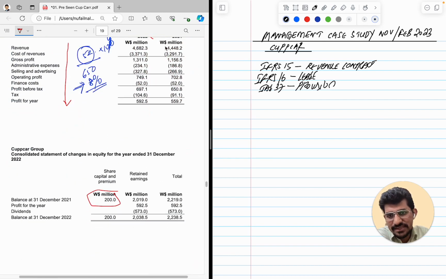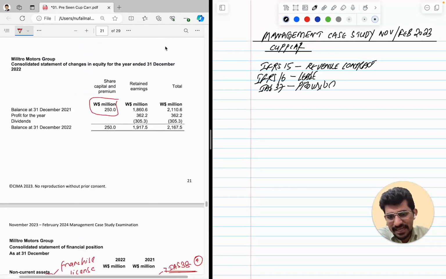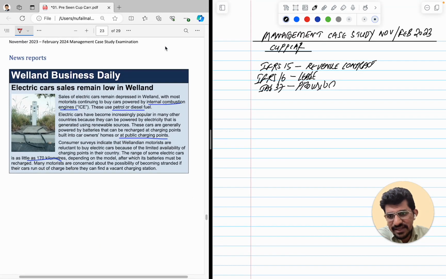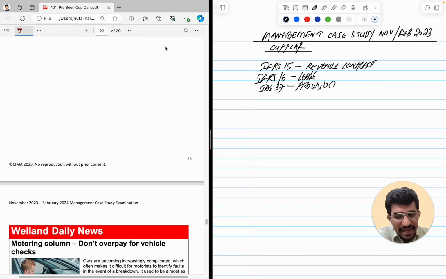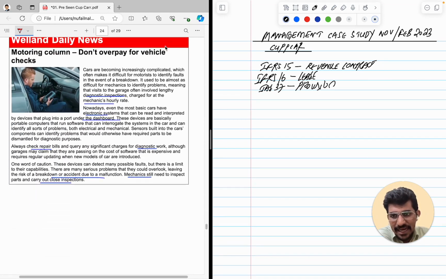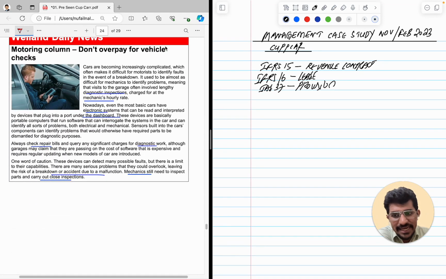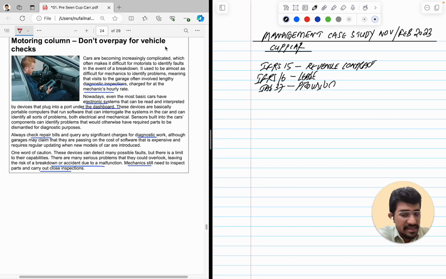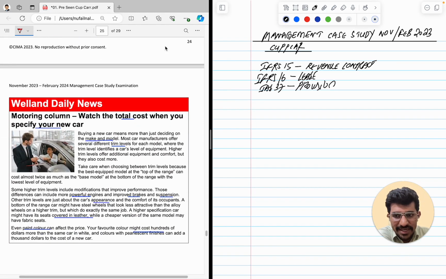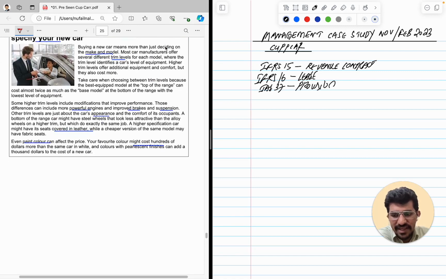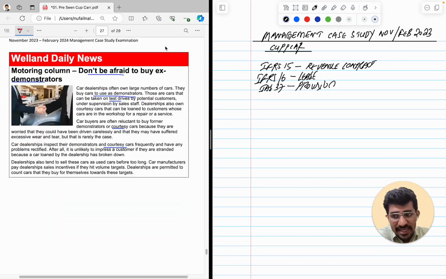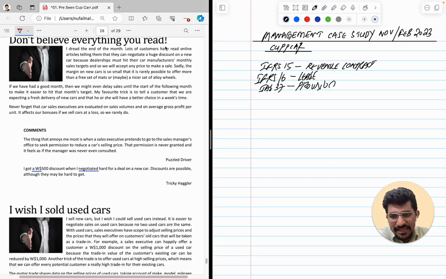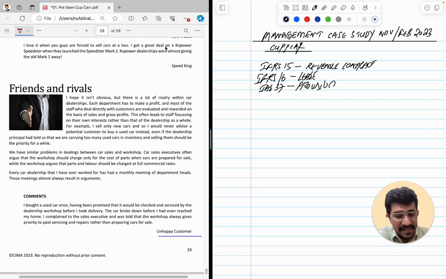And coming down, students, the materials, the financial analysis, we will do it. And students, if I'm not mistaken, the electric cars. Now, internal combustion engine is petrol. So you have to understand how there can be changes to that. And then don't overpay for vehicles. Data analytics, dashboards are coming in the future. And then the motoring column, the total cost when you specify your new car. The motoring column, don't forget about your car service regularly, and these are the pricing information on the second-hand market.